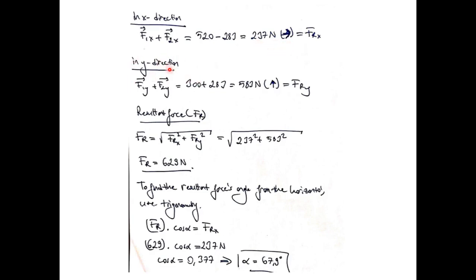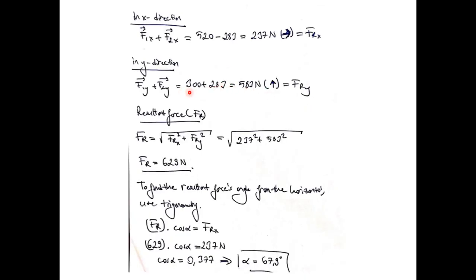And in the Y direction, as you may recall, both forces were acting in the same direction, upwards. So we just sum them up, and the resultant force's Y component is 583 newtons. What we were asked to find is the magnitude of the resultant force. We have the separate X magnitude and Y magnitude of the resultant force.